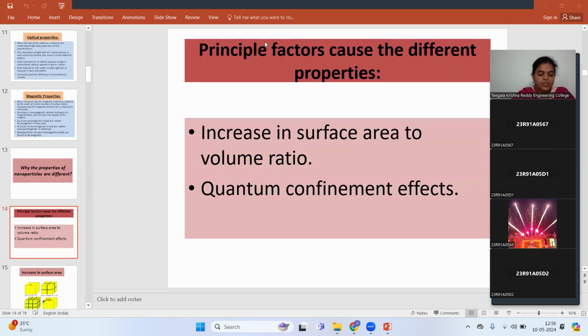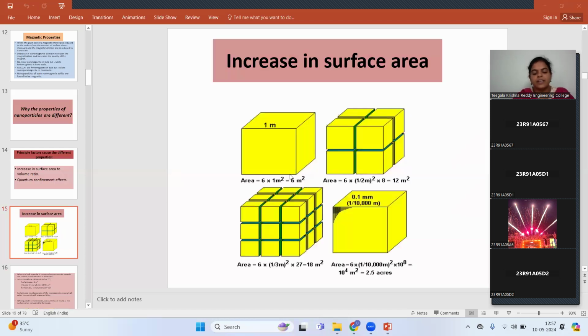The basic principles of nanomaterials can be divided into two principles, two factors that cause the properties of nanomaterials to differ significantly from bulk materials. They are the increase in surface area to volume ratio, and the second one is quantum confinement effects. These are the two basic principles of nanomaterials. Here we are discussing the increase in surface area to volume ratio.